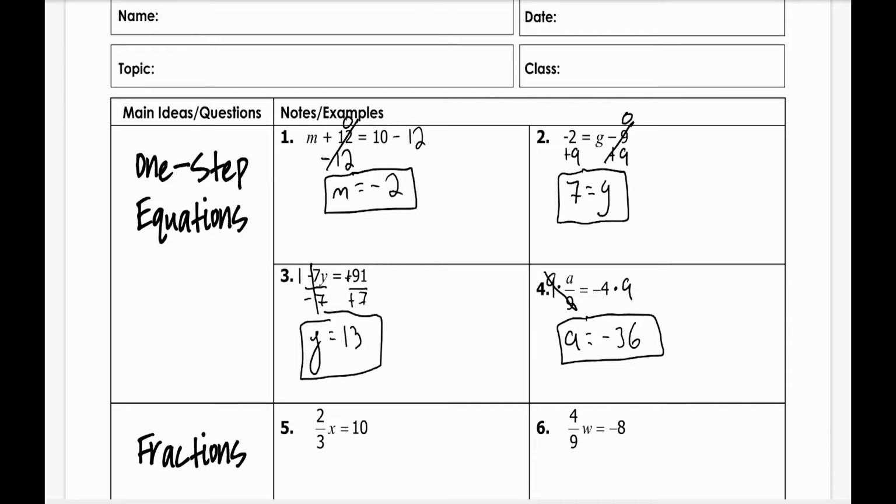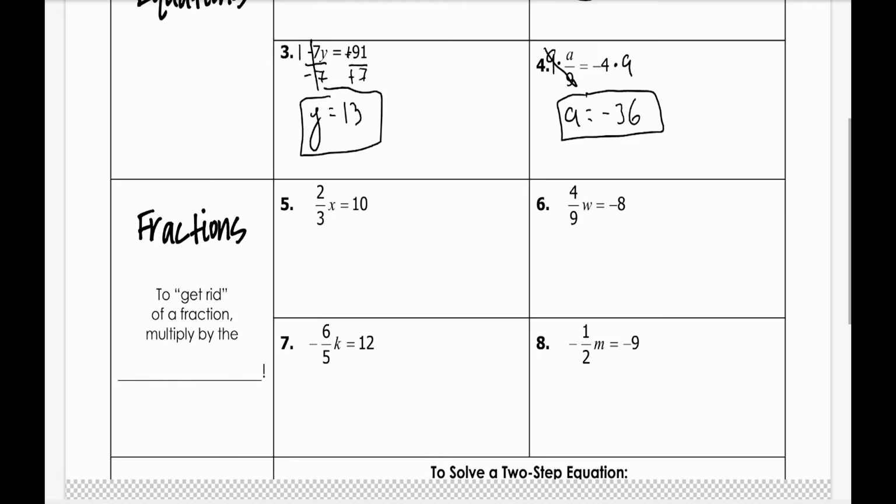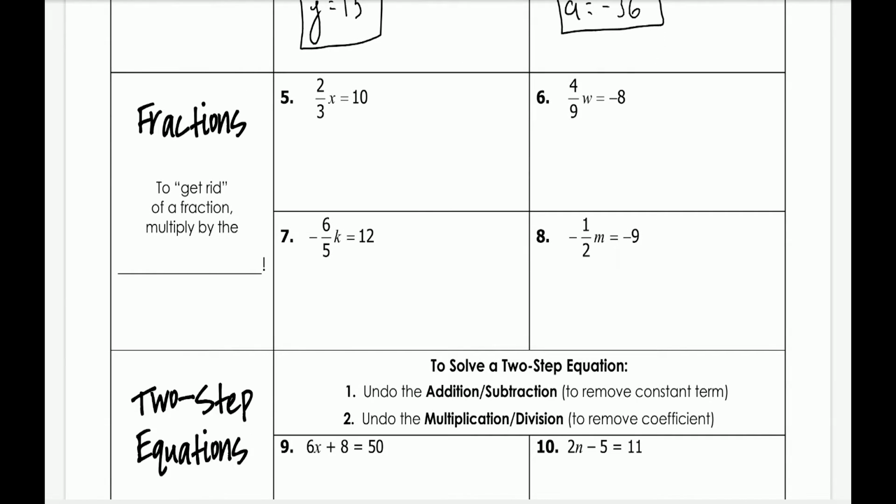All right, let's talk about number 5. So fractions, how can we get rid of them? Well, in mathy terms, we say we're going to multiply by the reciprocal. Or we're going to flip the fraction. And we're going to multiply.